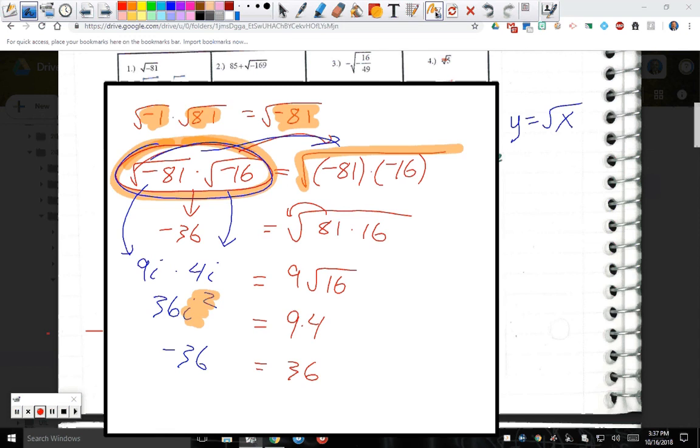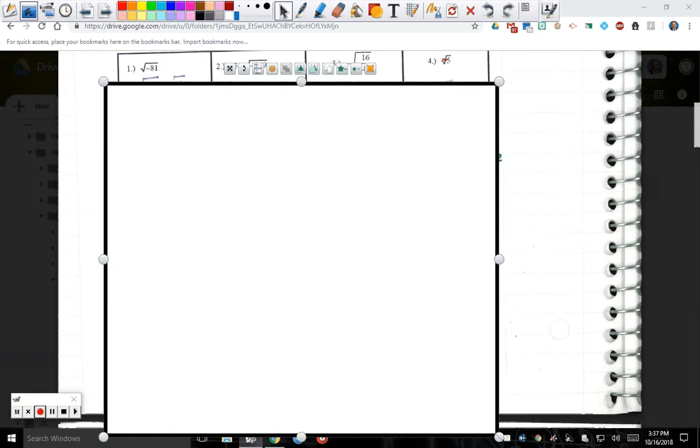Now look, let's go back to our problems here. I have 169 and I have negative 1. What does the negative 1 come out as? I. What does the 169 come out as? 13. So we have 85 plus 13i. You with me? Now, there's still some more to this i of what they represent.